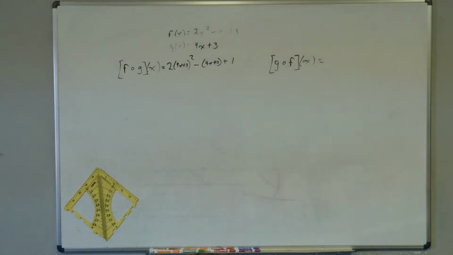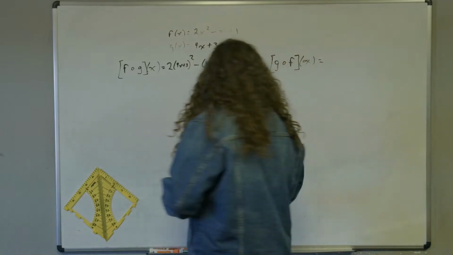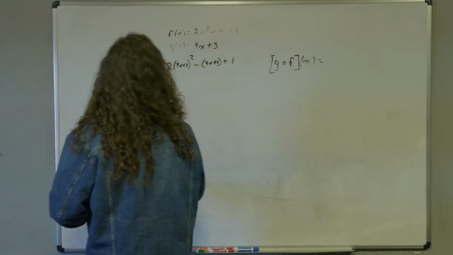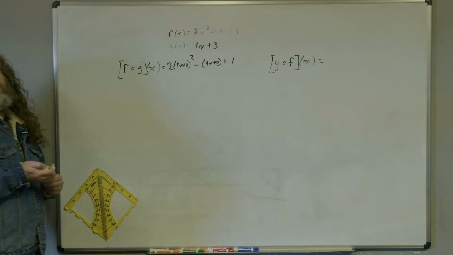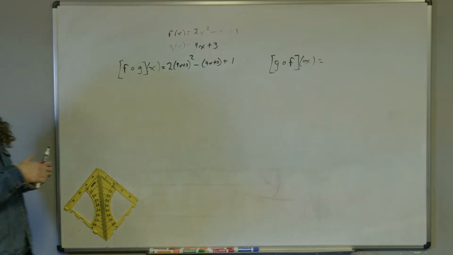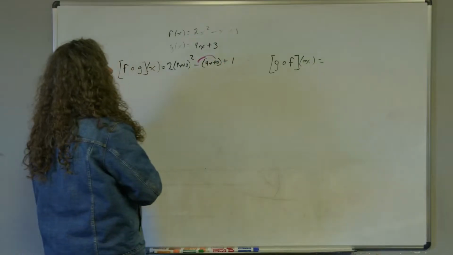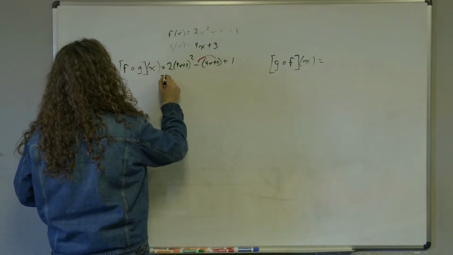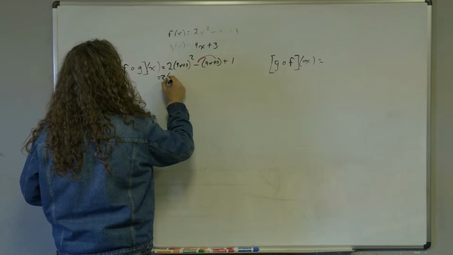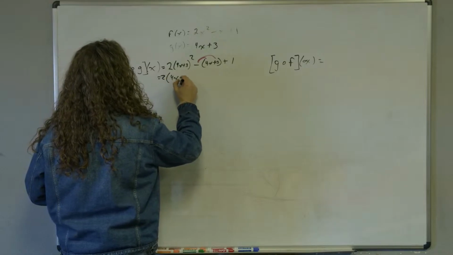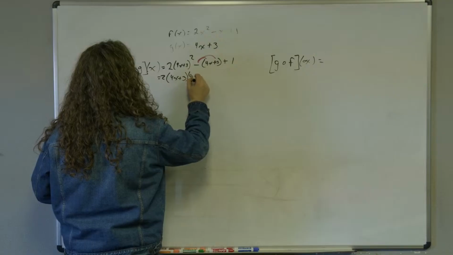All right, so we need to clean this up because it's ugly, so what should we do? Not distribute the squared. We should deal with the squared first. We can distribute something. What can we distribute? No, not till we deal with the squared. The negative we can distribute. Go ahead and take care of that. So this turns into 4x plus 3 times 4x plus 3.